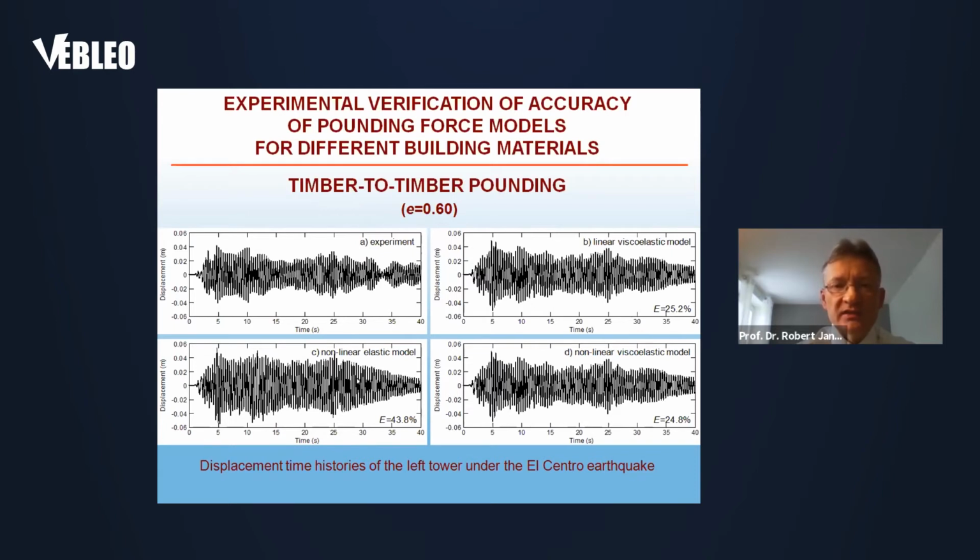We can see on the C graph, which is described for the nonlinear elastic model, that the simulation error is relatively large. This is due to the fact that in the case of timber pounding, more damping is involved because the coefficient of restitution e is equal to 0.6. So in the case of collisions with larger damping, the elastic model is not really recommended.